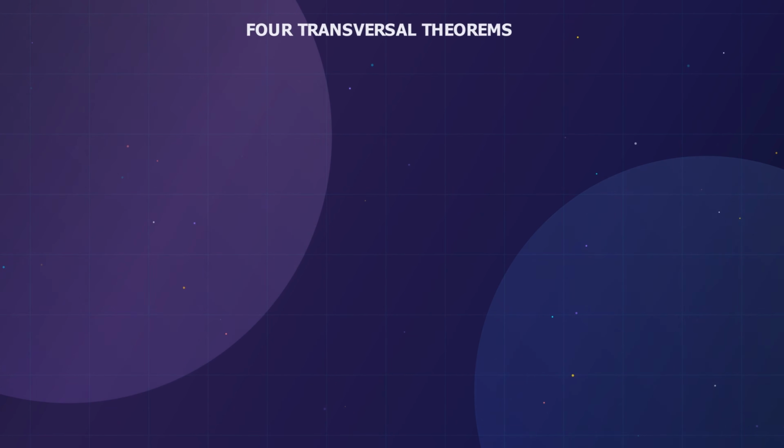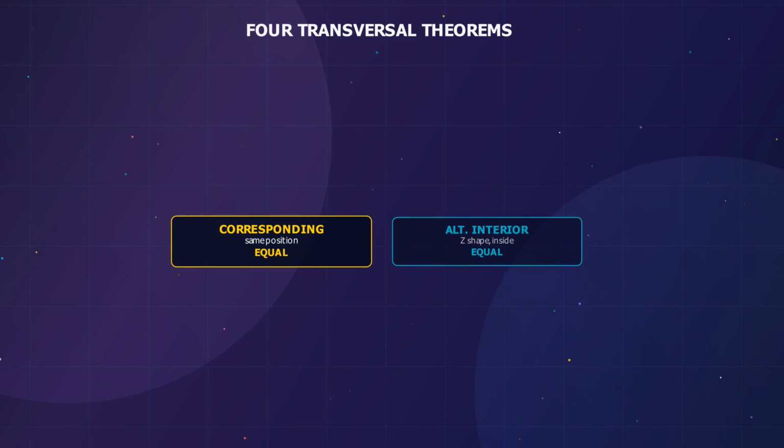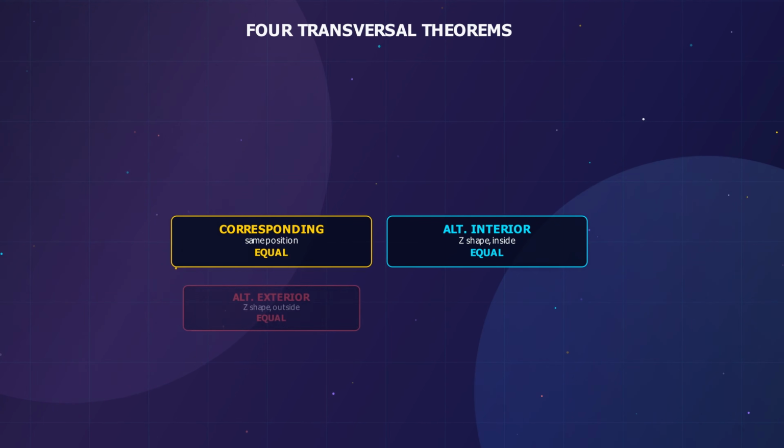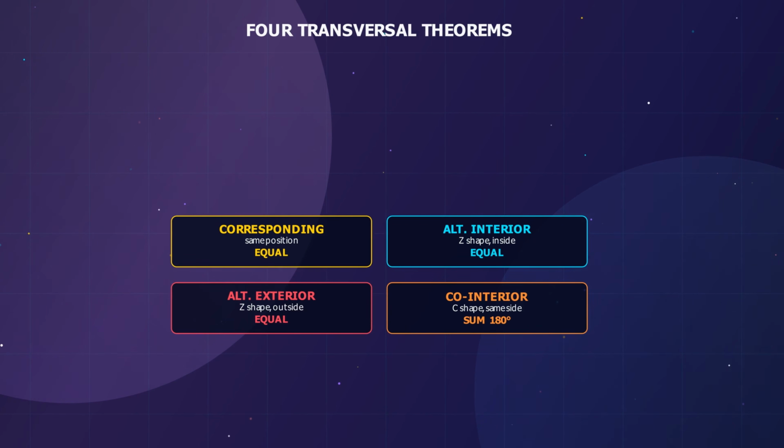Instead, they are supplementary. They always add to 180 degrees. For theorems, corresponding angles are equal. Alternate interior angles are equal. Alternate exterior angles are equal, and co-interior angles sum to 180 degrees.